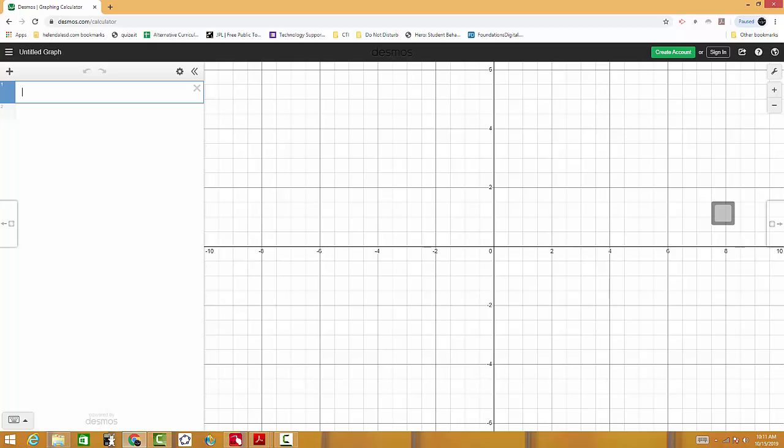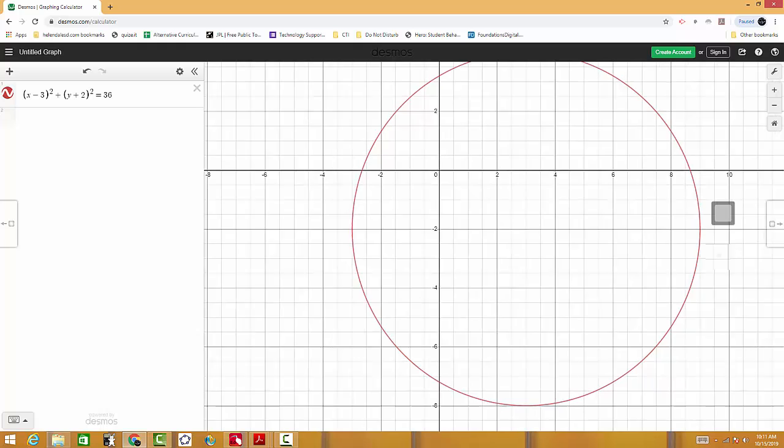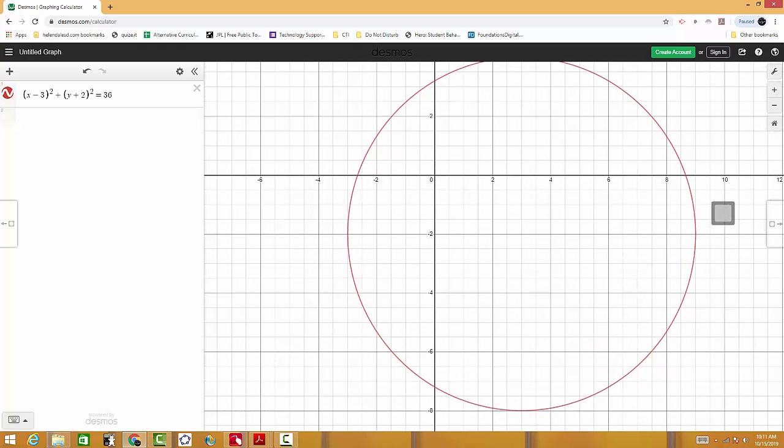So, we had x minus, what was it? Help me out, guys. 3. X minus 3 squared? Yes. Plus? There we go. Okay. And here we have our circle then. It's been shifted 3 to the right and 2 down, and the radius of it is 6.